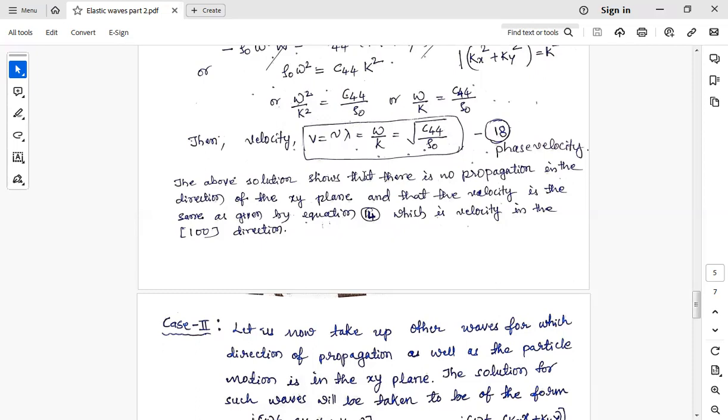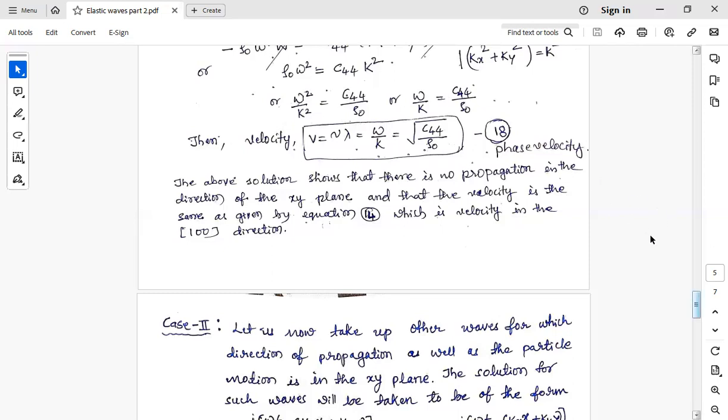So this above solution shows that there is no propagation in the direction of the xy plane, and that the velocity is the same as given by equation 14, which is the velocity in the 100 direction. When you look at this equation, what we come to know is that the root of C44 by rho naught is there, and both are constant. So this indicates that there is no wave propagation in the xy plane, and this velocity is also equal to the velocity of the waves, as we have already determined in our earlier case, that is the 100 direction. So it will become the same.